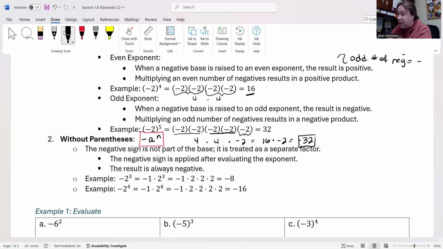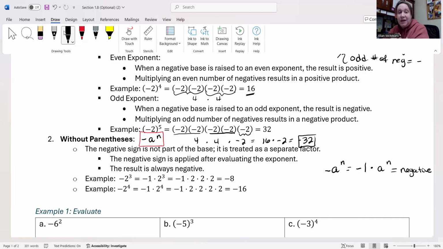And what's happening here, if I have -a to the n power, that is really just like -1 times a to the n power. So we're going to take positive a to the n, which is always going to be positive, and then essentially we multiply it by -1. So this is always going to be negative. So without parentheses, the product will always be negative because, again, it's just like taking -1 times whatever a to the n is. Okay? So the negative sign is not part of the base, which means it is treated as a separate factor. It's not a repeated factor. It's its own factor. Okay?